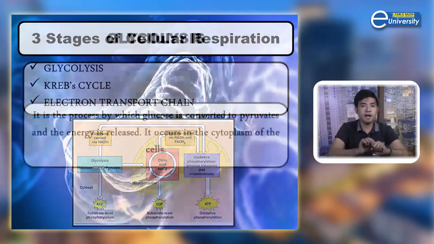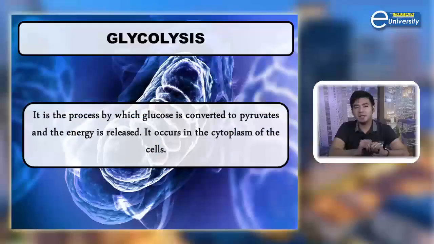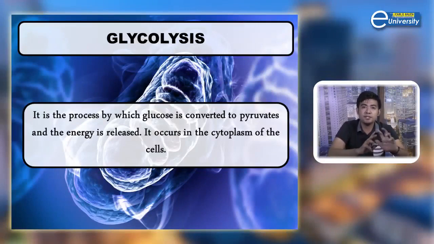So let's start with glycolysis. When we say glycolysis, it is the process by which glucose is converted to pyruvates, in which energy is released. And take note, glycolysis occurs in the cytoplasm of the cell. The term suggests that glyco means carbohydrates, and lysis means splitting, or the separation of molecules. So glycolysis is the splitting of glucose molecules.